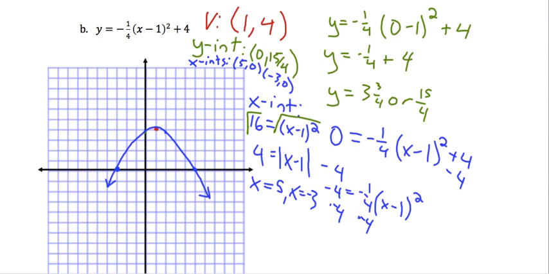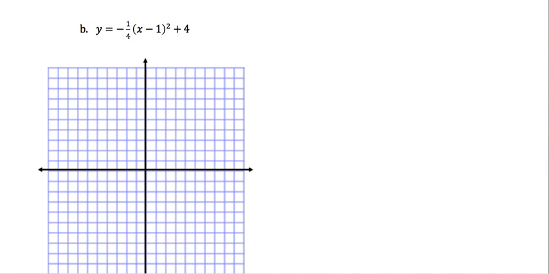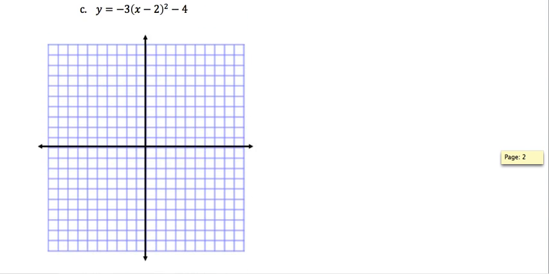All right, let's try the last one. The last one's got a little bit of a trick to it. If you did it already, you've probably figured out the trick, or you're extremely confused, one or the other. Okay, quickly, vertex. I'll do vertex in green this time. Vertex is (2, negative 4).